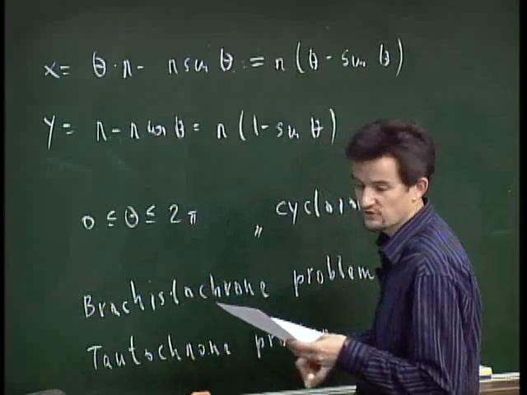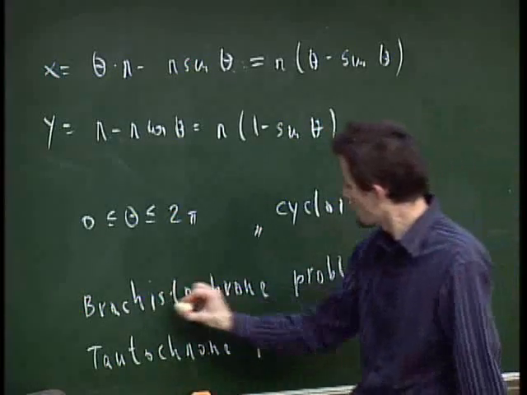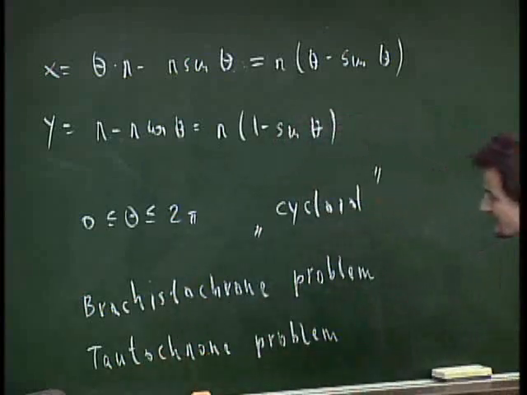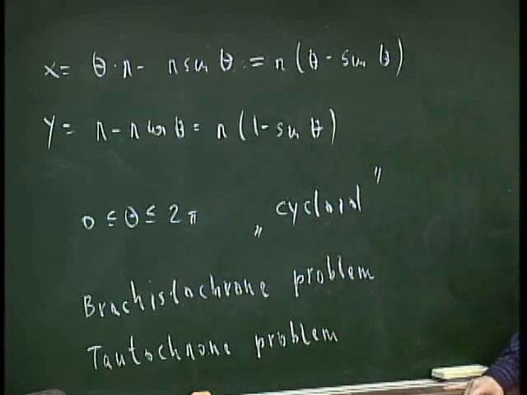I'm not sure how to pronounce this in English. I asked already several native speakers, but nobody could tell me. Okay, so this is the Brachistochrone problem and the Tautochrone problem. Now, the reason why this curve is quite important in applications is because it solves those two problems.